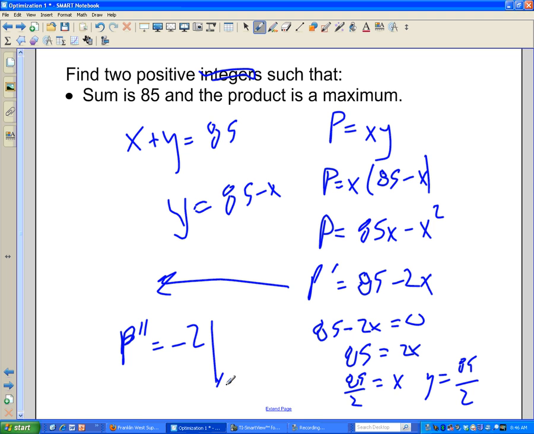And when x is equal to 85 halves, is negative 2 positive or negative? Well, I think that's negative, right? And so that means we're opening downward, and that means we do indeed have the max that we're looking for. Okay, see how that works?